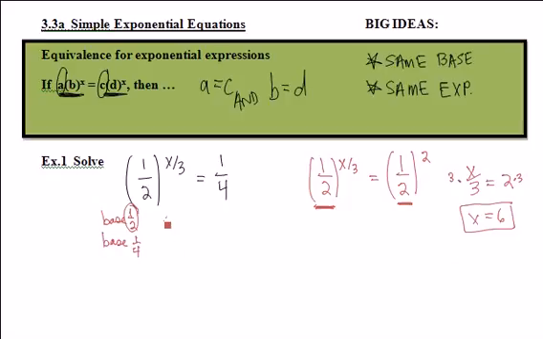You could get a base of 2 on both of these. That could work as well. 1/2 is 2 to the negative 1. So just another way to do this. And 1/4 is 2 to the negative 2. Turns out you're going to get the same answer, because here we'll have negative x over 3 equals negative 2. Either way you do it, you're going to end with an answer of x equals 6.